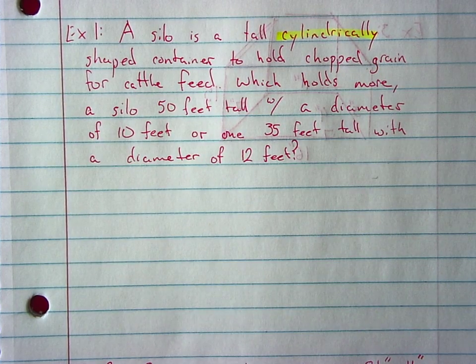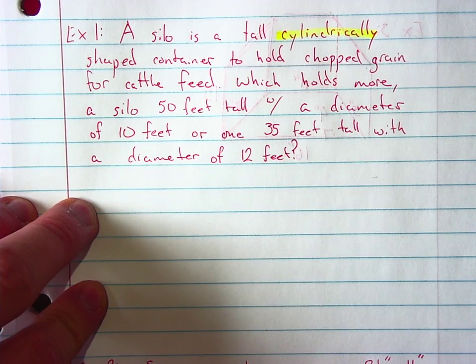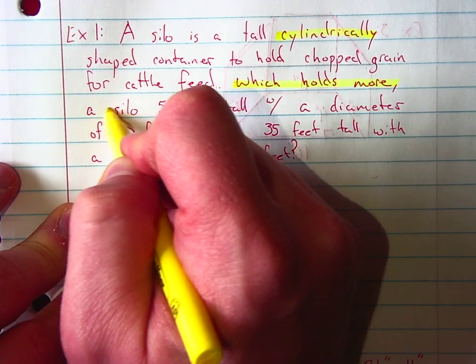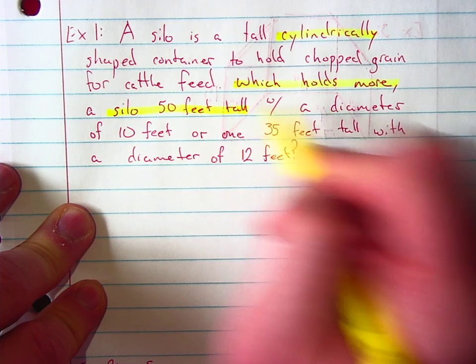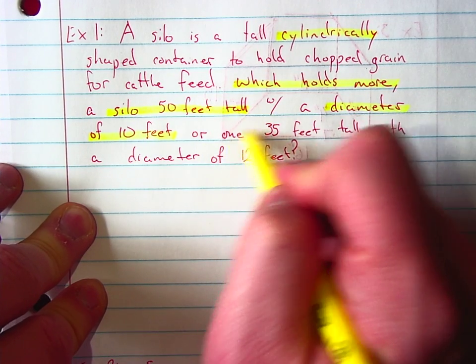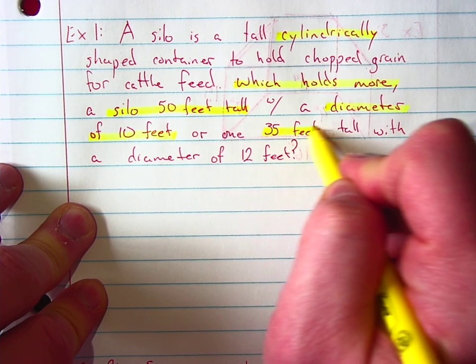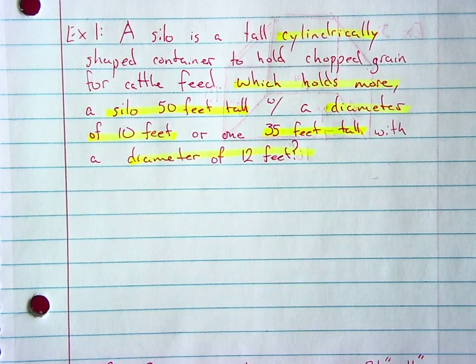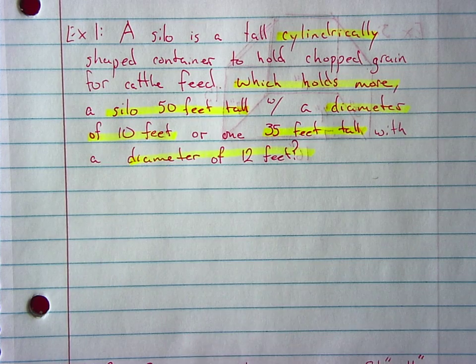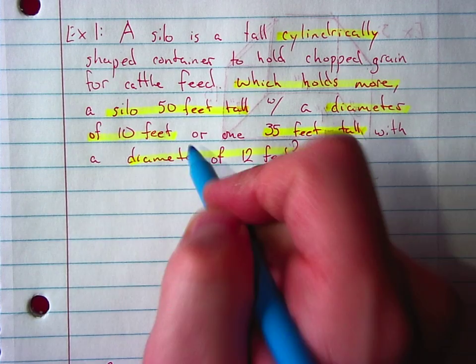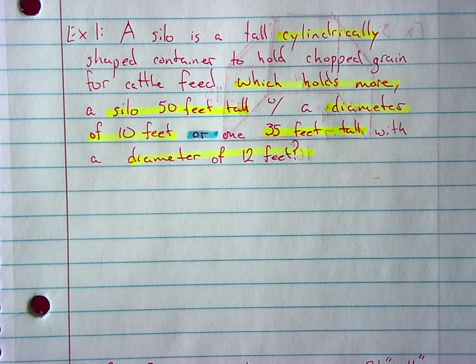Which holds more? And if you wanted to, you could even write a cylinder. So which holds more? Silo 50 feet tall, diameter of 10 feet, or 35 feet tall, diameter of 12 feet. And I'd probably personally write the word "or" right there. So everything highlighted, I would write down.